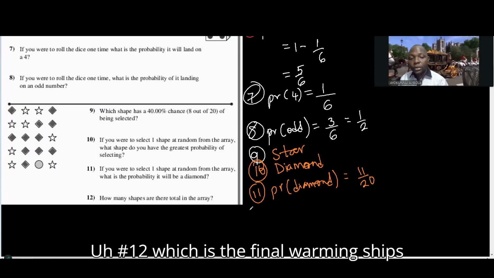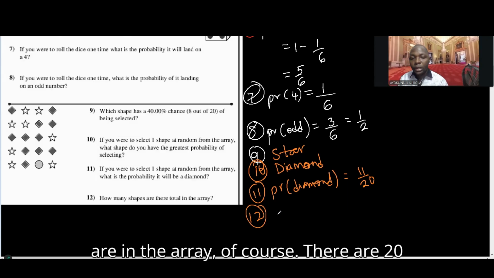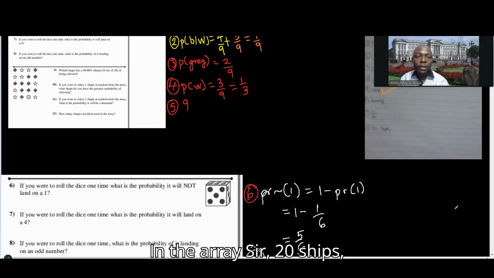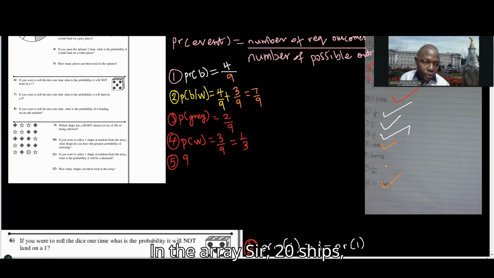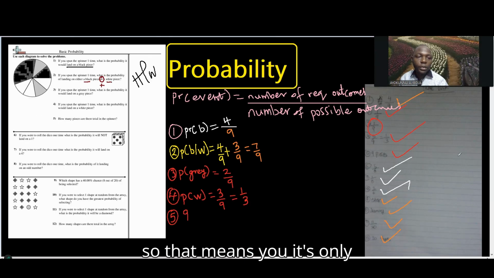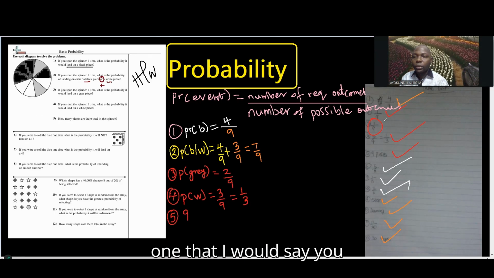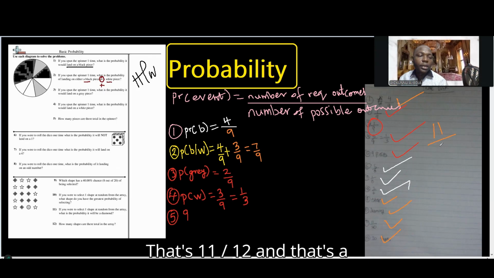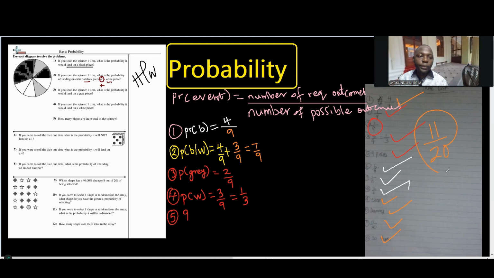Now, number 12, which is the final one. How many shapes are in the array? Of course, there are 20 shapes in the array. So that means it's only one that I would say you missed out of 12. So that's 11/12. And that's a very good job.